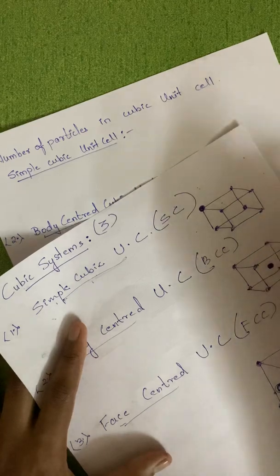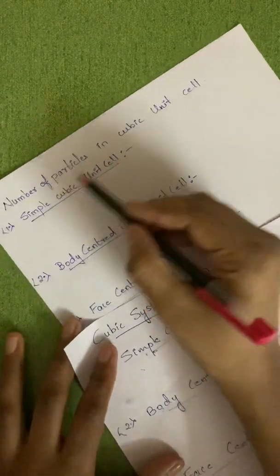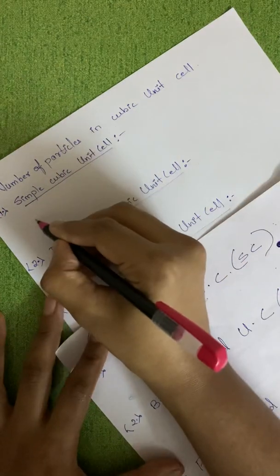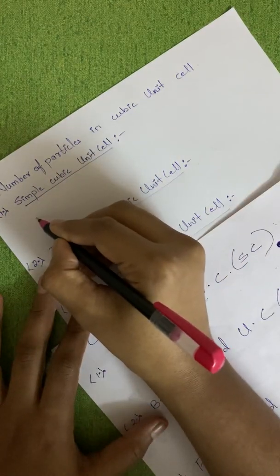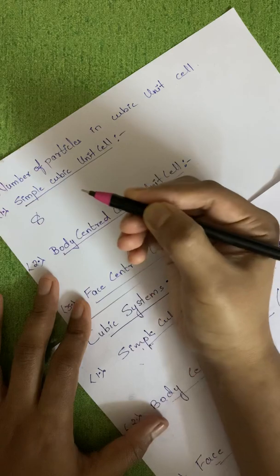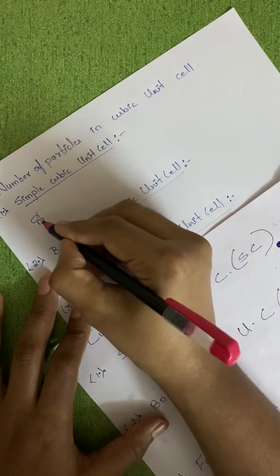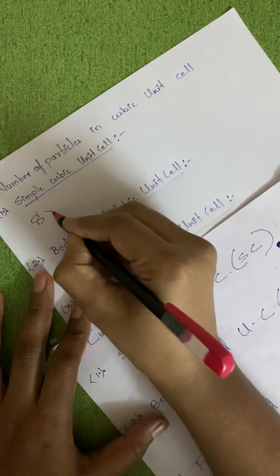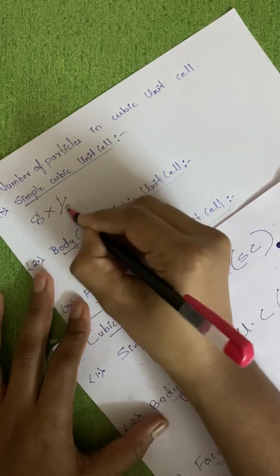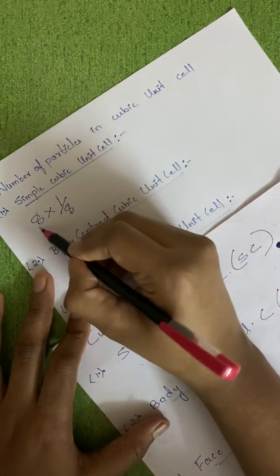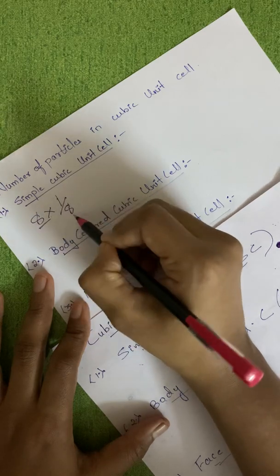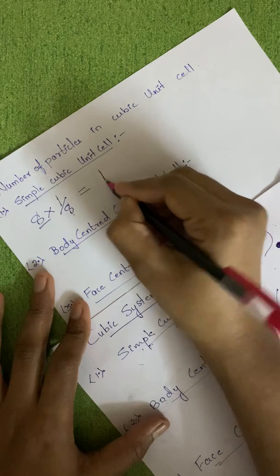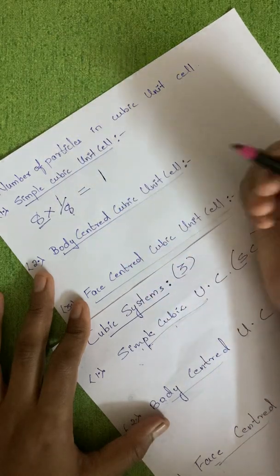So that means one particle at each corner is shared by 8 cubic unit cells. That means the number of particles in the unit cell will be what? There are 8 unit cells in which one constituent particle is shared, so in each there is only 1/8. That means 8 corners times 1/8 portion in each corner. Therefore the number of particles in the unit cell will be 1.